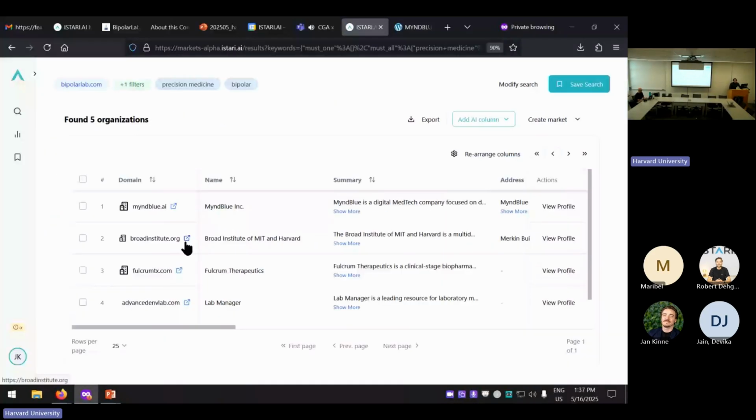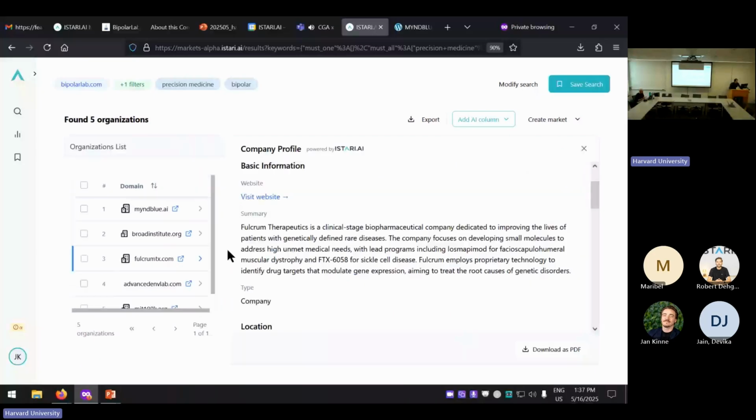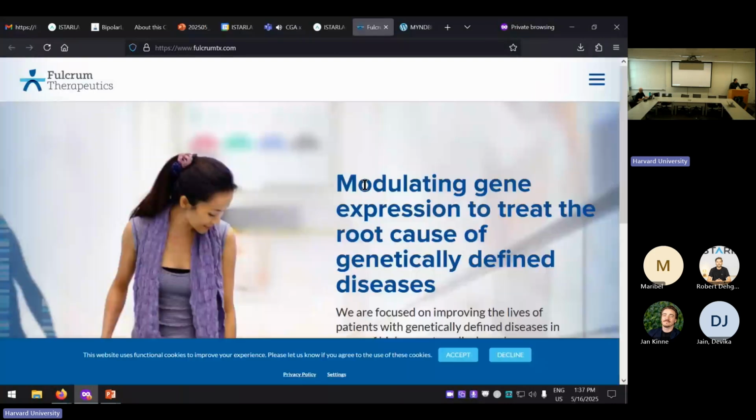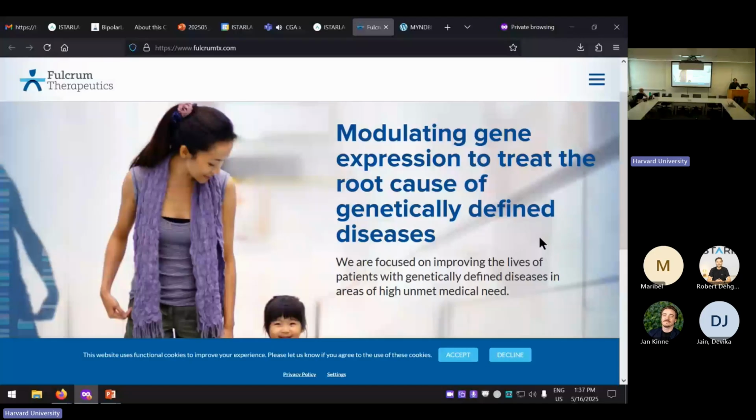The Broad Institute, sure, we know that one. Fulcrum TX, Fulcrum Therapeutics. So they are a company dedicated to improving the lives of patients with genetically defined rare diseases. A company focused on developing small molecules to address high unmet medical needs. Also seems to be pretty spot on, I guess. Modulating gene expressions to treat the root cause of genetically defined diseases, right?